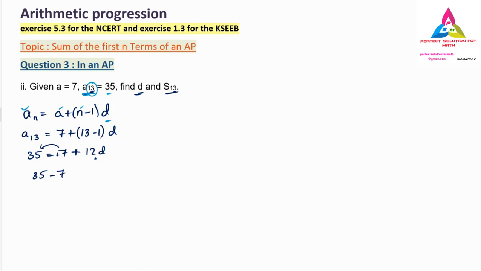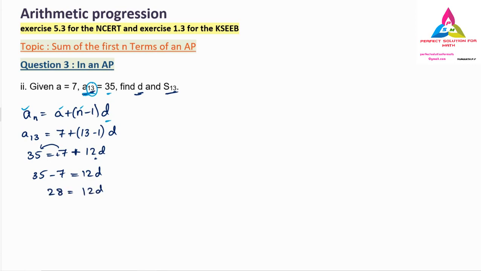So when we shift this 7 plus 7 to that side, it will be minus only. It will not divide or multiply. Remember that, because here we have one symbol, that is addition. If you have subtraction also, if you shift this, it will be minus only. So minus 7, that is equals to 12d. Next step is very important. 35 minus 7 is 28. So this is an easy one.